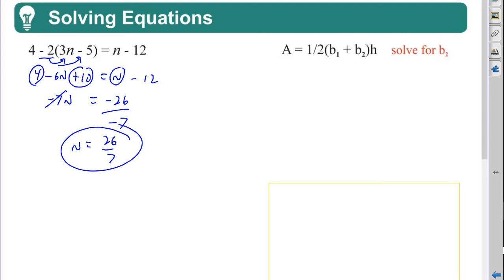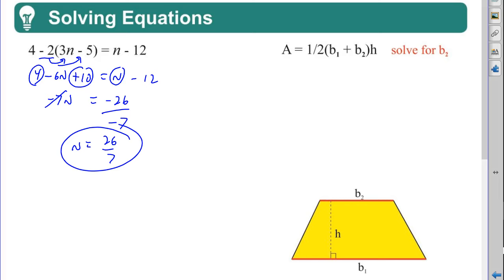Okay, how about a literal equation? Do you remember what equation this is? Capital A should be, hopefully you're thinking area, and this is area of a what? I hope you're thinking of a trapezoid, area of a trapezoid.